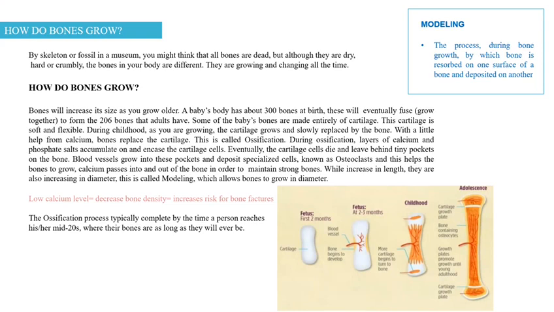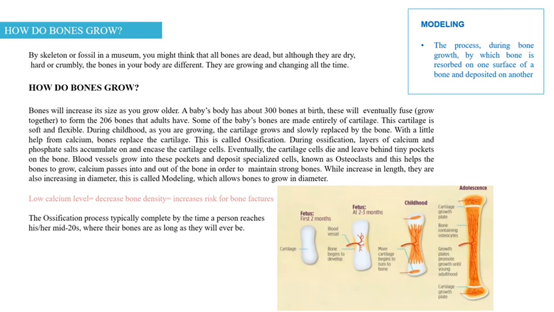Some of the baby's bones are made entirely of cartilage. This cartilage is soft and flexible. During childhood, as you are growing, the cartilage grows and is slowly replaced by bone. With a little help from calcium, bones replace the cartilage. This is called ossification. During ossification, layers of calcium and phosphate salts accumulate on and encase the cartilage cells. Eventually, the cartilage cells die and leave behind tiny pockets in the bone. Blood vessels grow into these pockets and deposit specialized cells known as osteoclasts, and this helps the bone to grow.